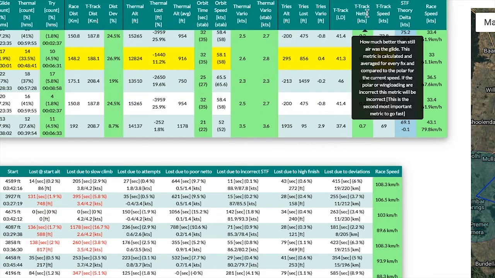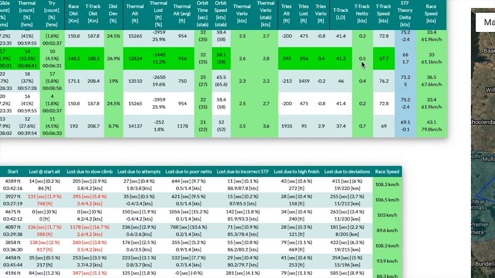Netto. How much better than still air was the glide? This metric is calculated and averaged for every fix and compared to the polar for the current speed. If the polar or wing loading are incorrect, this metric will be incorrect. This is the second most important metric to go fast. Okay, so agree with that. How much better than still air was the glide? Half a knot better than still air. That's pretty good.